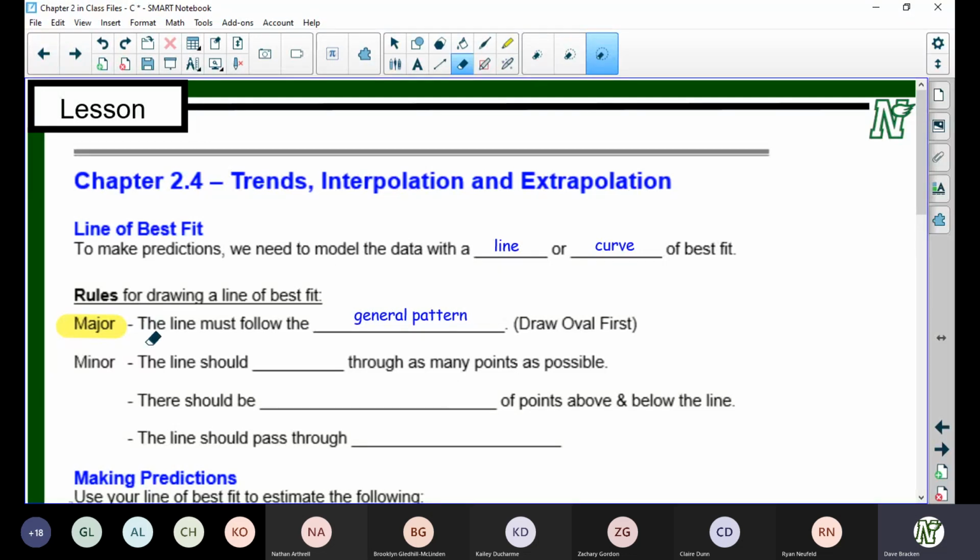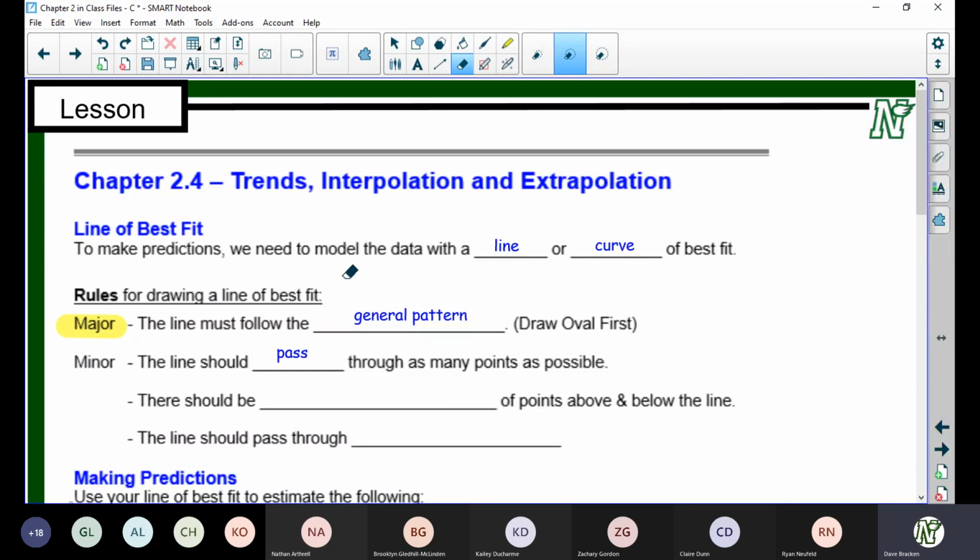You should try to get your line through as many points as possible. If you can tweak your line just a little bit to get one or two more points on it, probably a good thing to do. In most cases, you won't be able to get all the points on your line.